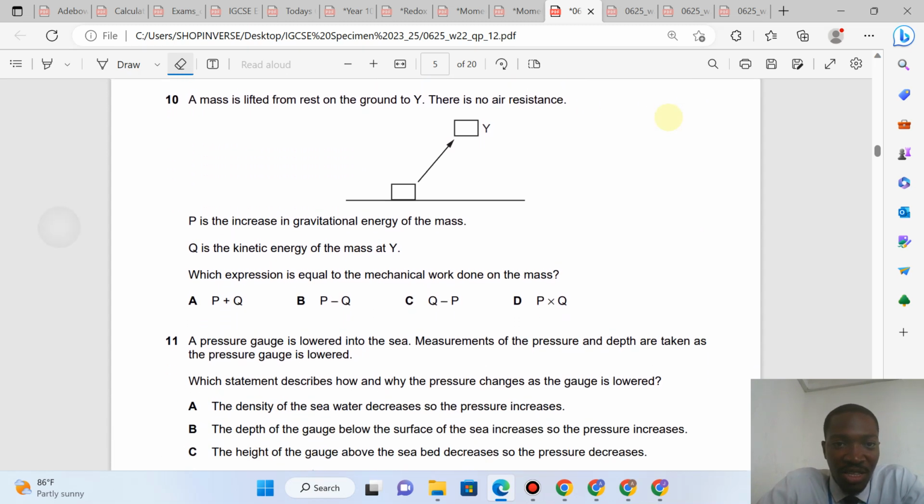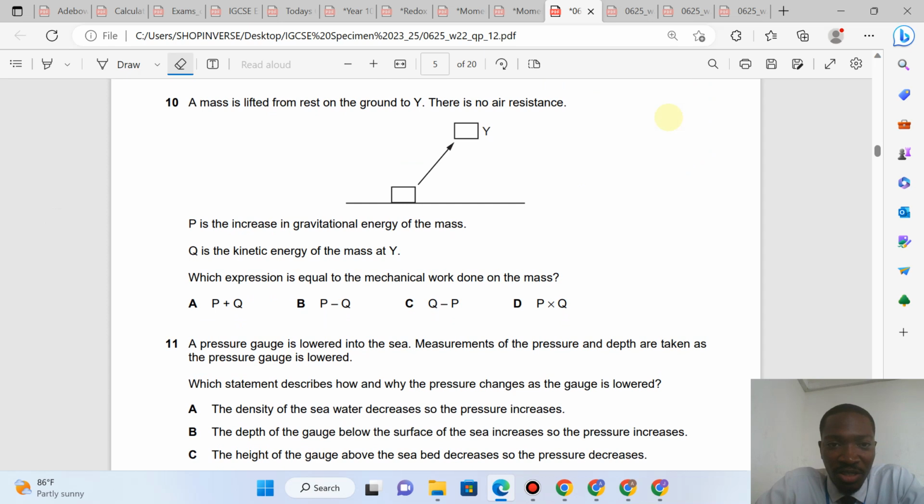Number 10. A mass is lifted from rest on the ground to Y. There is no air resistance. P is the increase in gravitational energy of the mass. Q is the kinetic energy of the mass at Y. Which expression is equal to the mechanical work done on the mass? Let us look at the options available to us.